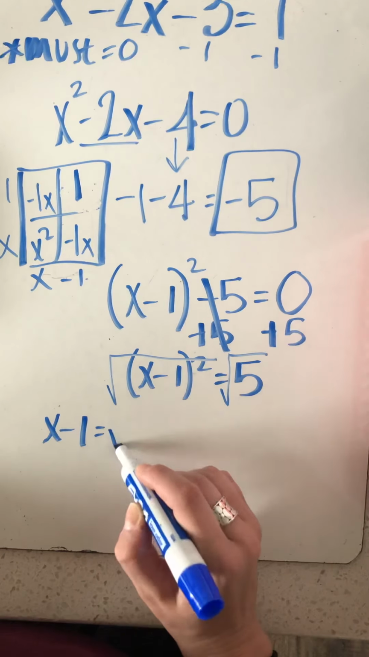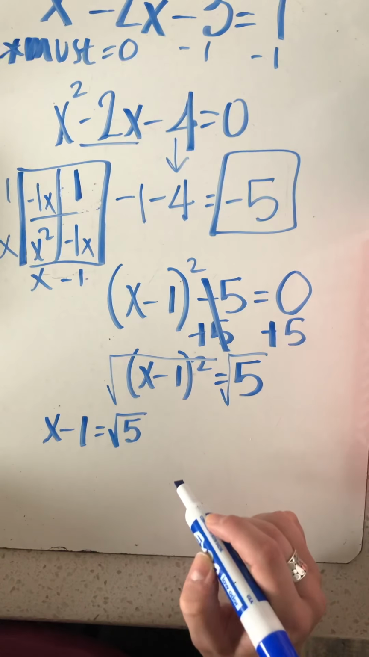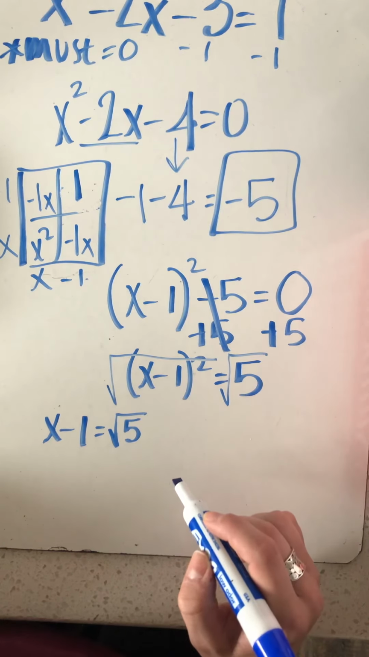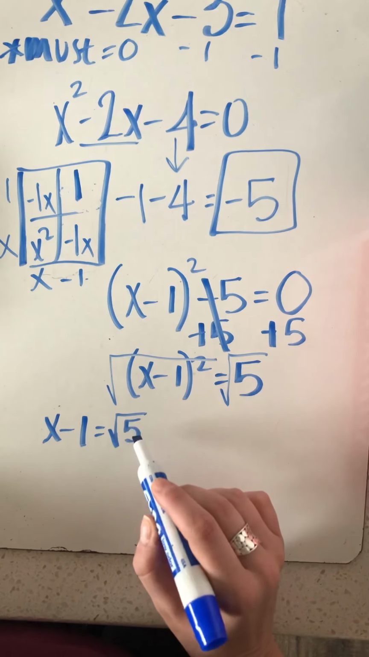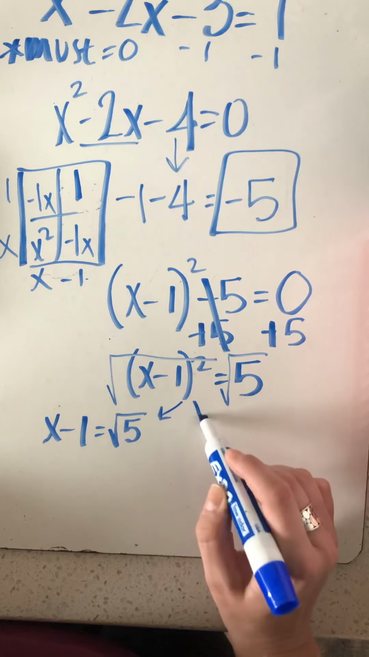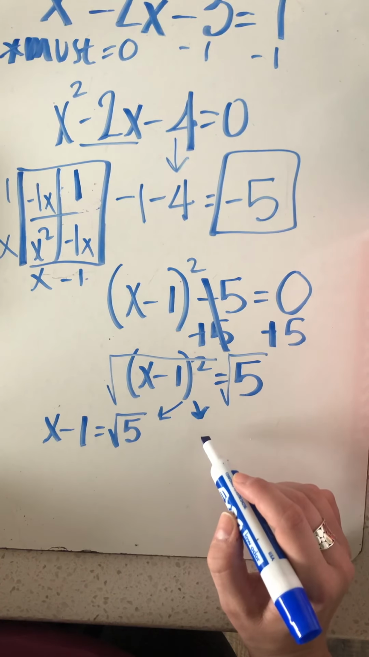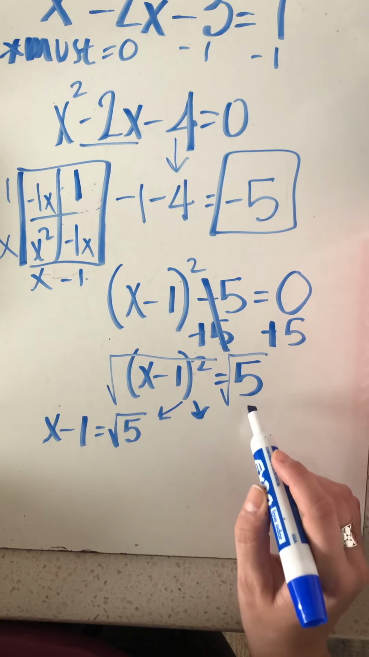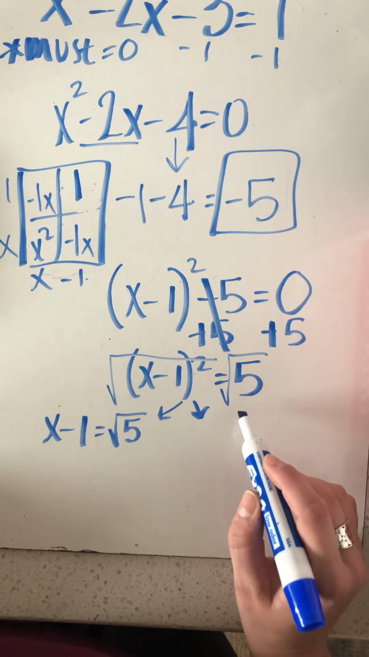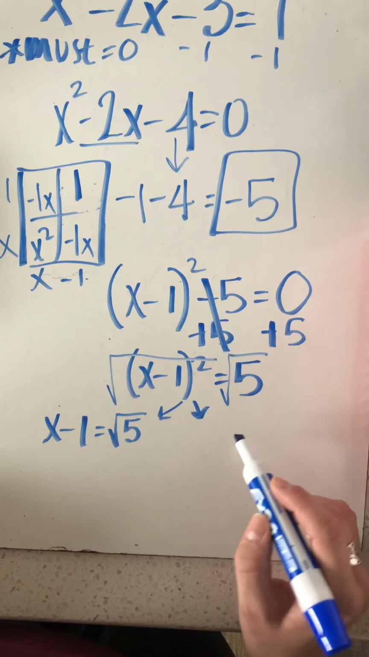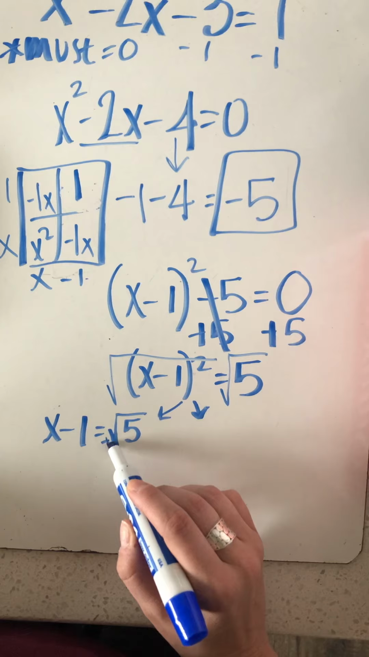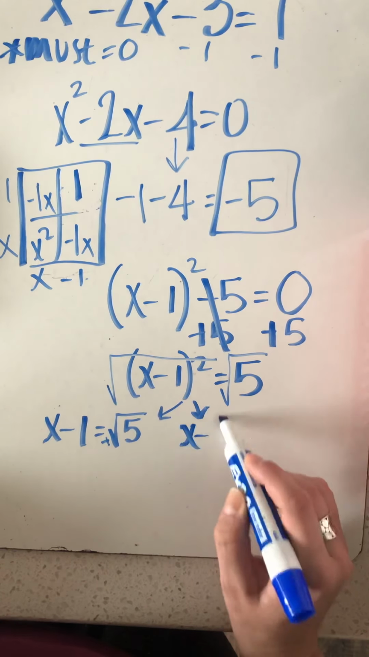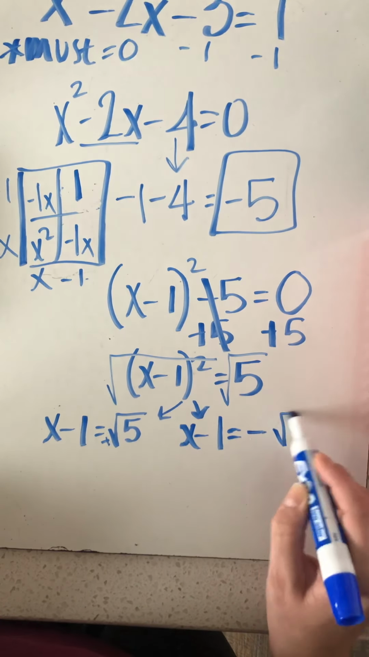And the square root of 5 is a decimal. It's an irrational number. So you could use a calculator and figure out what that answer is rounded, but I'd rather just leave it in exact form. And then the other thing that you have to remember, whenever you take the square root of any single number except for 0, you have 2 answers. You have a positive square root and you have the negative square root.